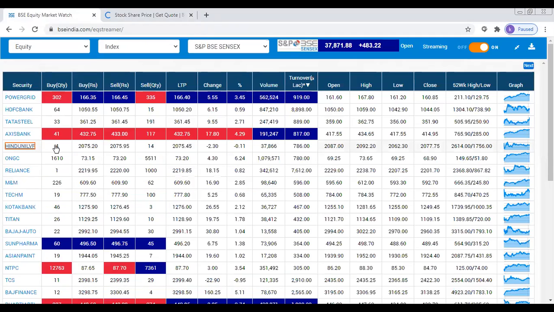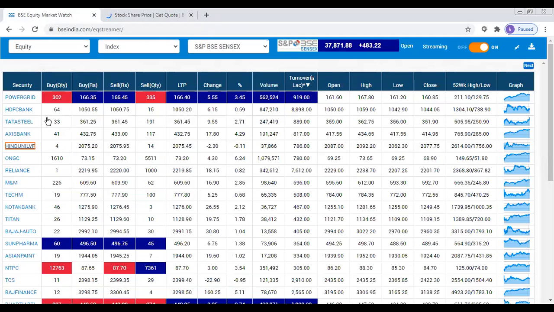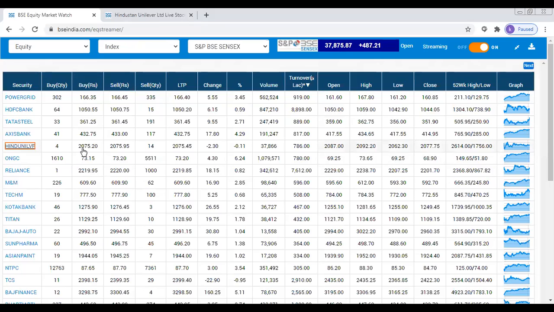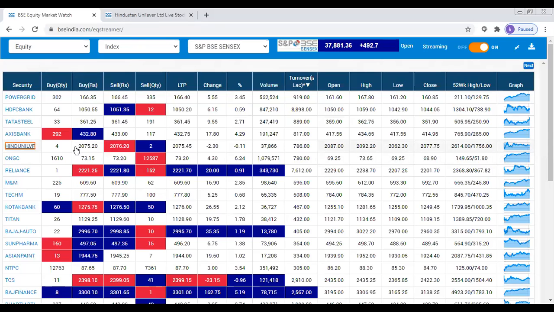This is called the buy quantity. How many people are ready to buy this particular share? By the way, this is not in units. This value will be in lakhs, or sometimes in thousands also. So there are around 4 lakh people who are ready to buy the share of Hindustan Unilever. And what is the current price of Hindustan Unilever presently? It is priced at 2075 rupees.